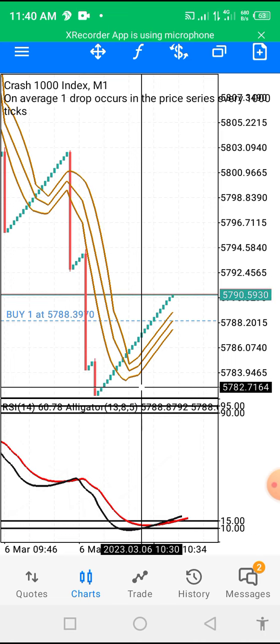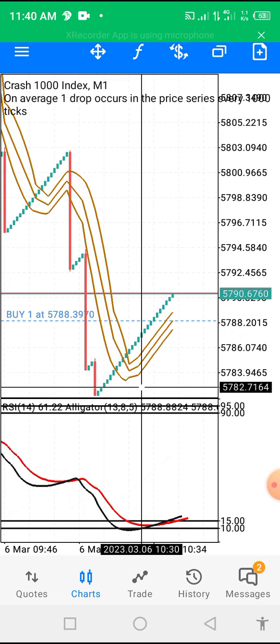And don't forget, all this depends on your lot size, it depends on your account equity, and also don't forget to apply proper risk management when you're trading, because most times this might not actually go your way, and it might actually give you a spike that might blow your account.